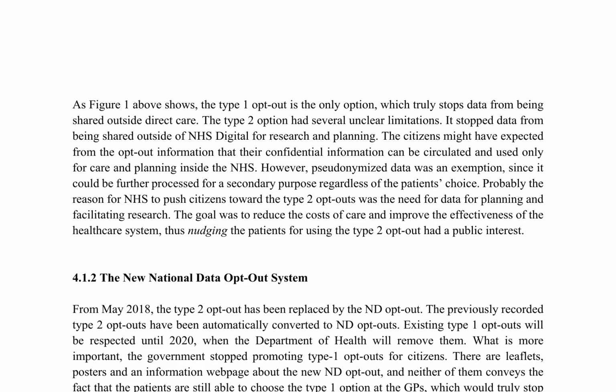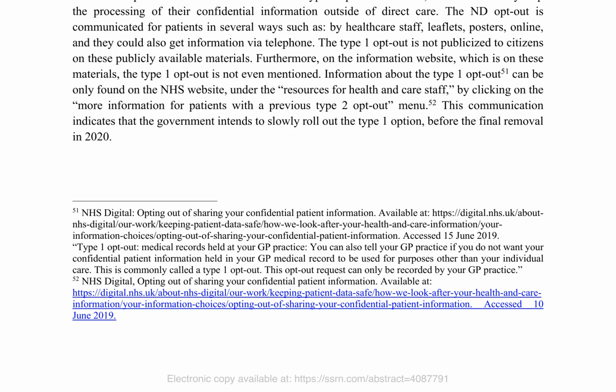In contrast, the Type 2 opt-out, which was initially promoted, had unclear limitations, including the exemption of pseudonymized data for secondary purposes, regardless of patient choice. This was done to reduce healthcare costs and improve the system's effectiveness, thereby nudging patients toward the Type 2 opt-out, which was deemed to be in the public interest. The Type 2 opt-out has since been replaced by the National Data Opt-out, ND Opt-out, with existing Type 2 opt-outs automatically converted to ND opt-outs.